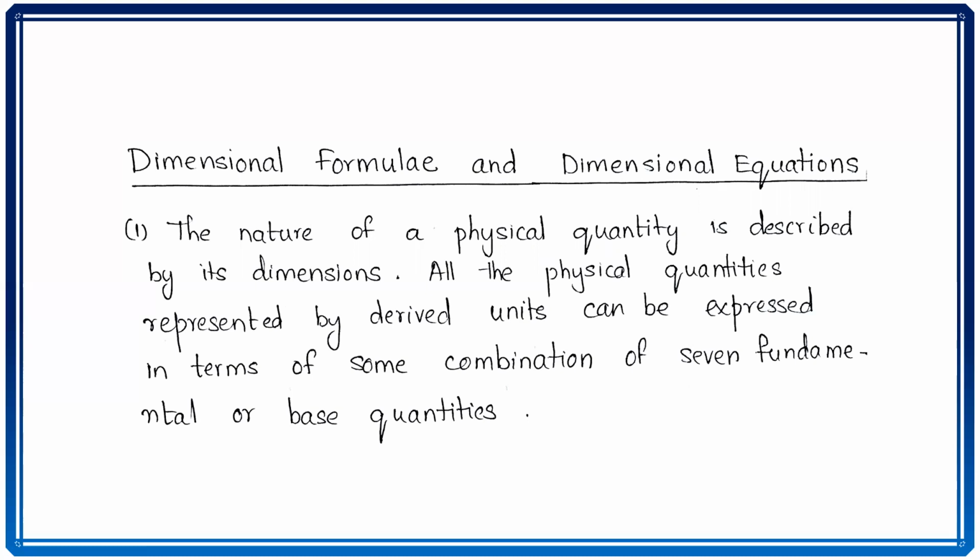Now, some quantities cannot be measured directly with a single unit. For example, velocity is expressed as distance divided by time. Therefore, the SI unit for velocity is meter per second. This is a derived unit. It is a combination of meter and second.